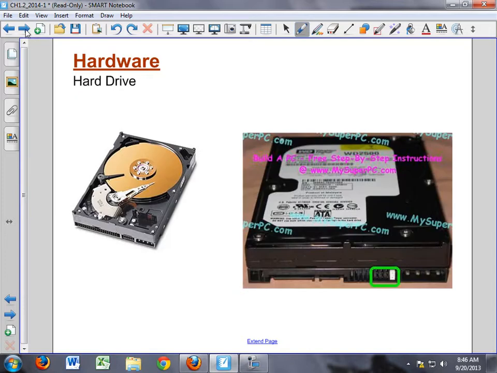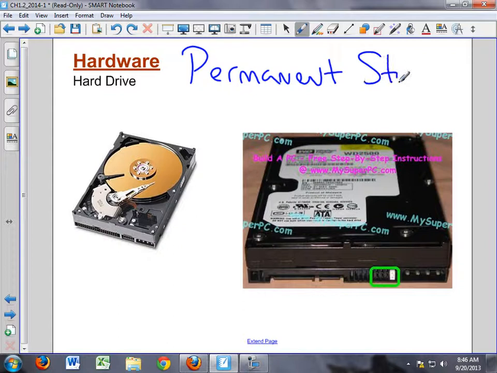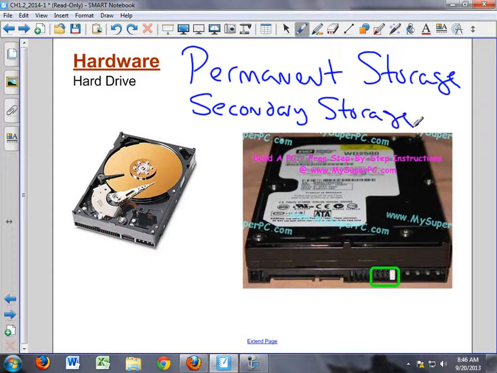Oh, I had a whole other slide there. And then we got the hard drive. It's permanent storage. But it's also referred to as secondary storage. It's permanent. Why would I call it secondary? Because it's the second place that the CPU would want to store to.